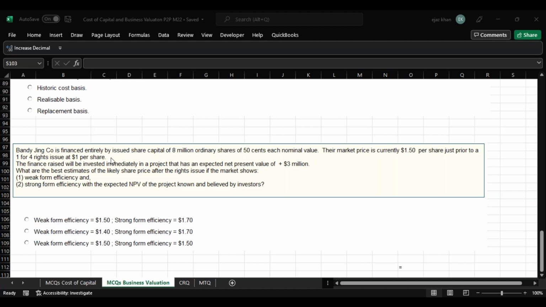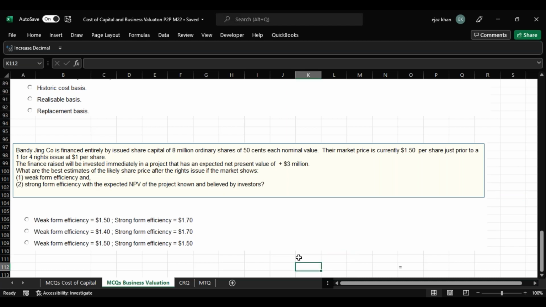Pandy Zinc Company is financed entirely by issue share capital of 8 million ordinary shares of 50 cents each nominal value. Their market price is currently $1.5 per share just prior to a 1 for 4 right issue at $1 per share. The finance raised will be invested immediately in a project that has an expected net present value of $3 million. What are the best estimates of likely share price after the right issue if the market shows weak form efficiency and strong form efficiency with expected net present value of the project known and believed by investors?